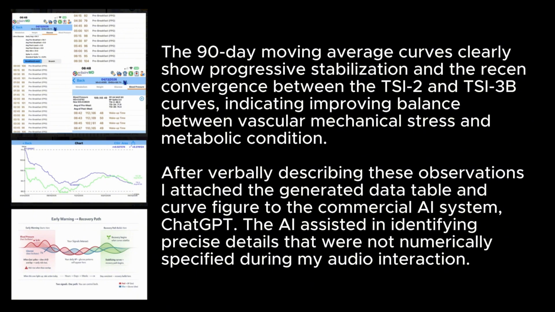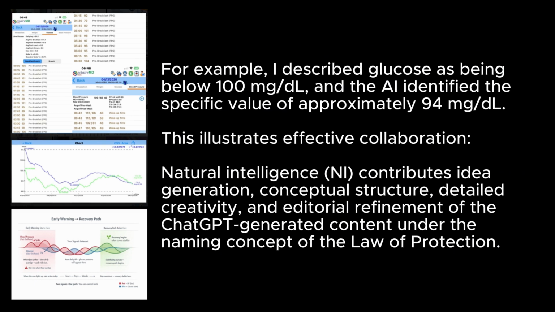After verbally describing these observations, I attached the generated data table and curve figure to the commercial AI system, Chat. The AI assisted in identifying precise details that were not numerically specified during my audio interaction. For example, I described glucose as being below 100 mg/dL, and the AI identified the specific value of approximately 90 mg/dL. This illustrates effective collaboration. Natural intelligence contributes idea generation, conceptual structure, detailed creativity, and editorial refinement of the chat-generated content under the naming concept of the law of protection.